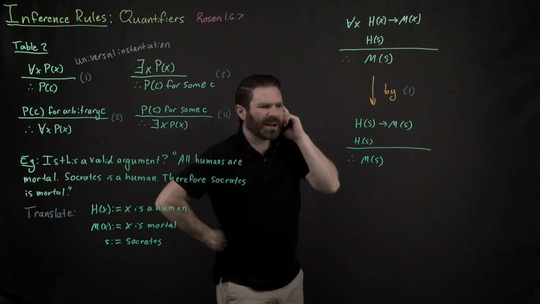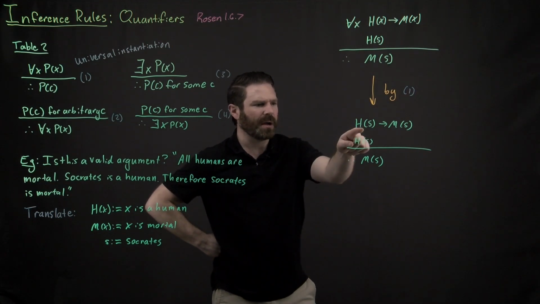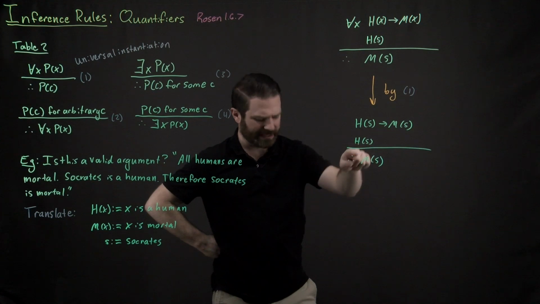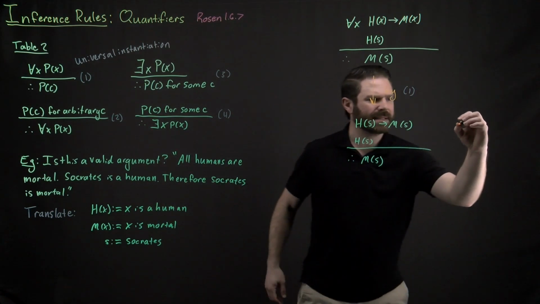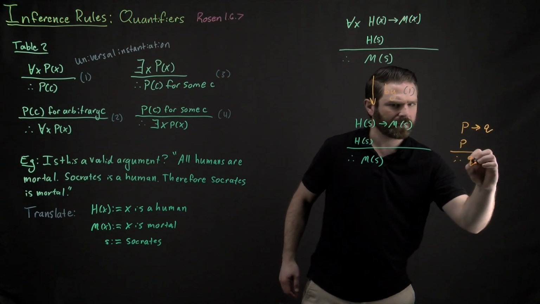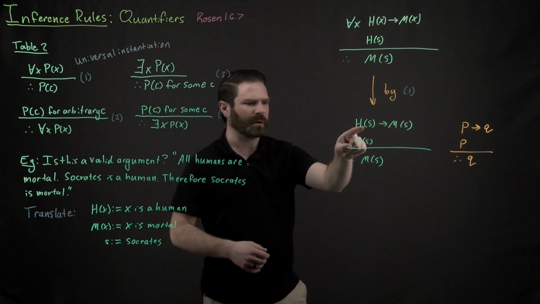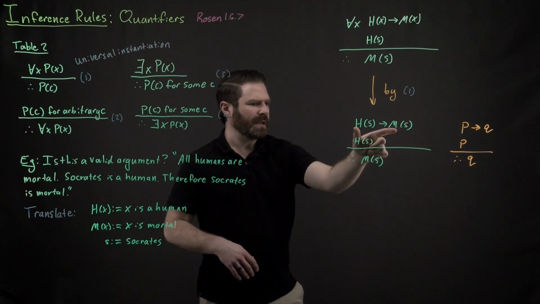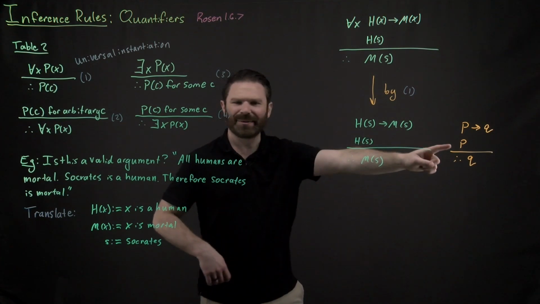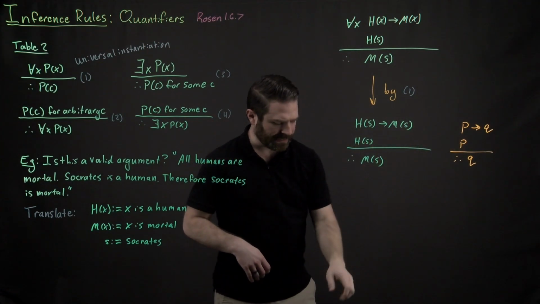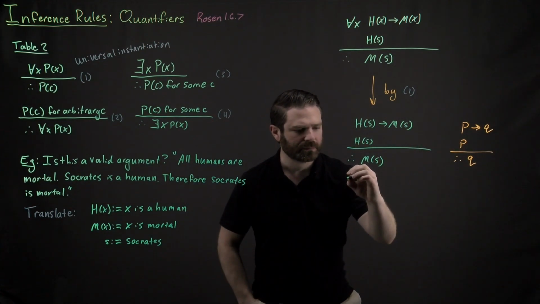And then if we think about it, the way that these functional operators work is that this is just a statement, and that is just a statement, and this is just a statement. So all this is really saying is P implies Q, right? Because I could think about H of S as just a logical statement P, M of S is a Q, and then P implies Q, P, therefore Q. Yeah, we've seen that a bunch of times already, right? This is our old modus ponens, and this indeed is a valid argument.